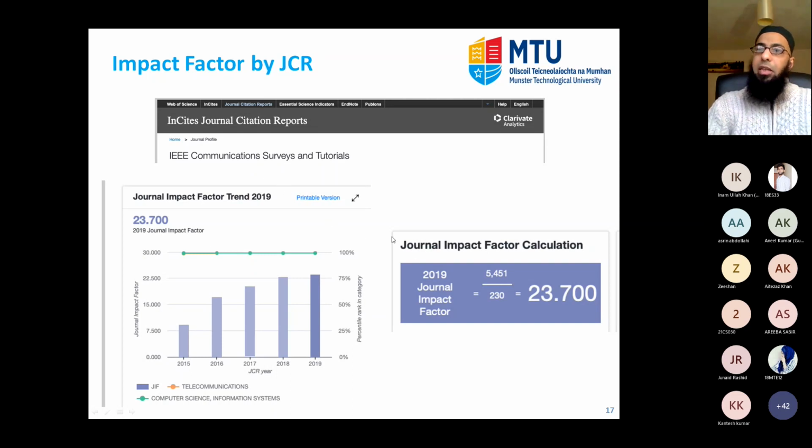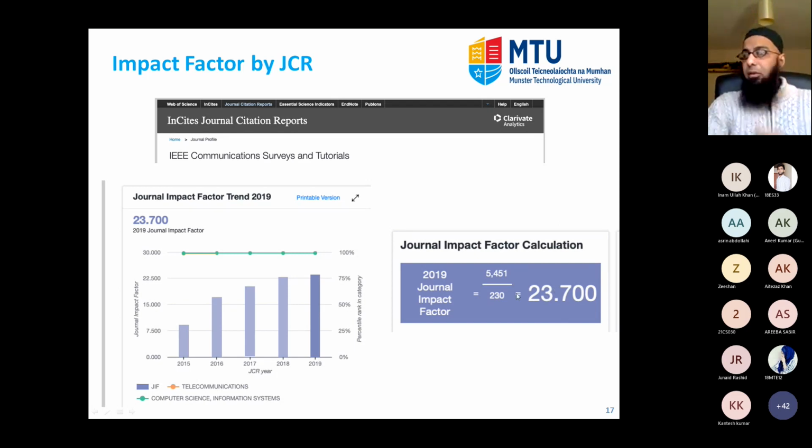So what they did is that they basically see for the last 2 years how many articles were published. So there were 230 articles published in the last 2 years, that is in 2017 and 2018. And all those 230 articles received how many citations? They received 5,451 citations. So when they take the ratio of the number of citations to the number of published articles, they get 23.7. So this is the number which is known as the impact factor.